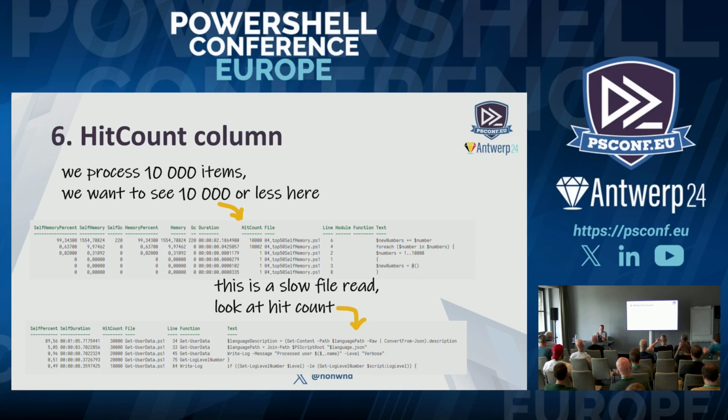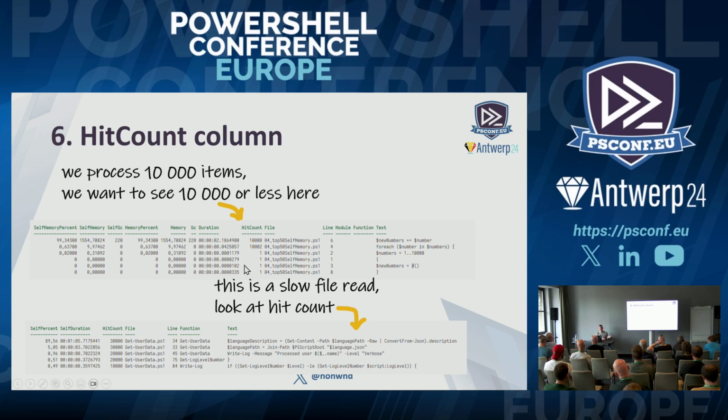Okay. Item number 6, we have the hit column. When I use Profiler, I usually look at the self-duration view or the self-memory view to figure out what is the slowest. And then I use the other columns to hint at what the problem is. For example, here I have a hit count of 10,000 and I know about my script that it's running 10,000 times. So I'm expecting to see something like 10,000 here in this hit count.